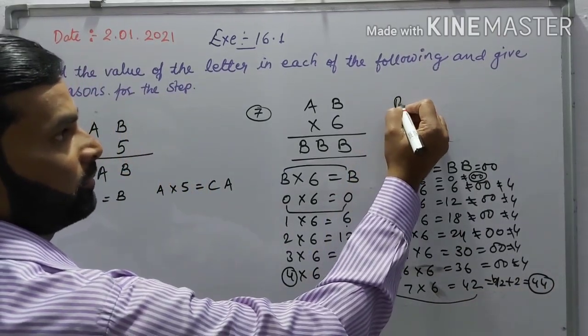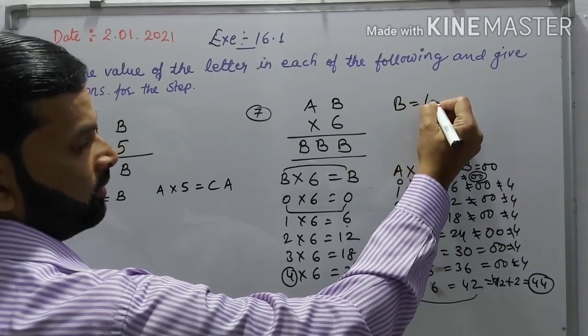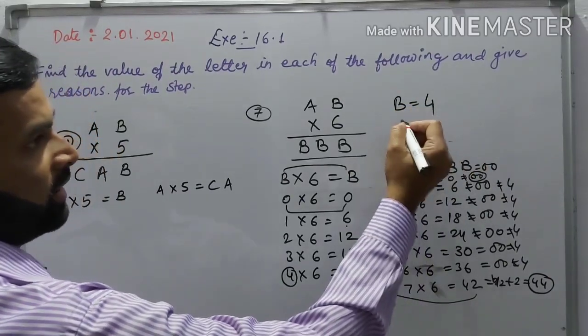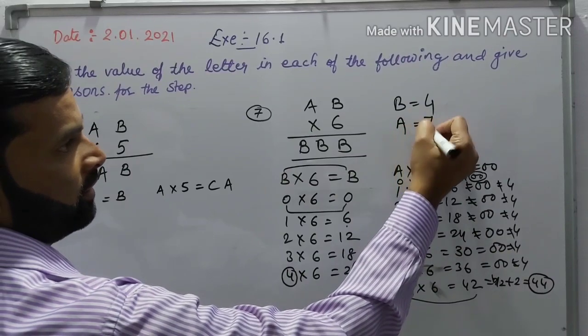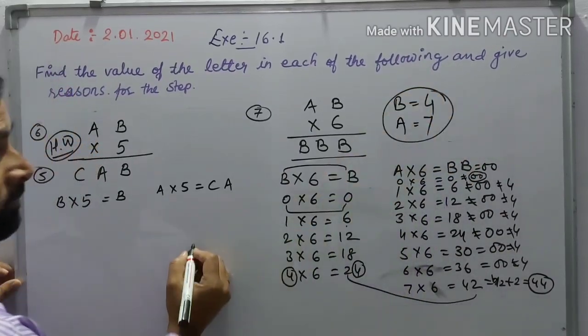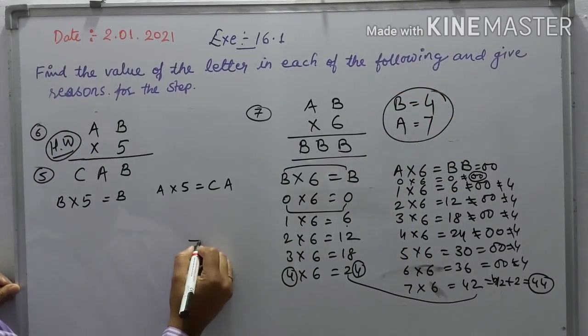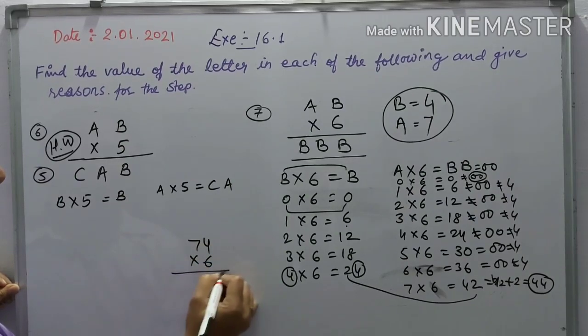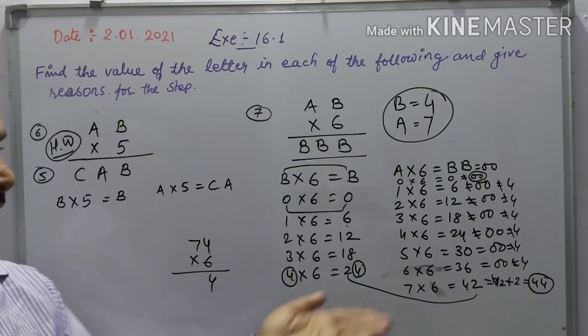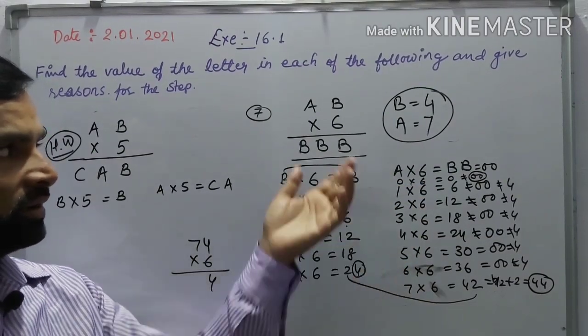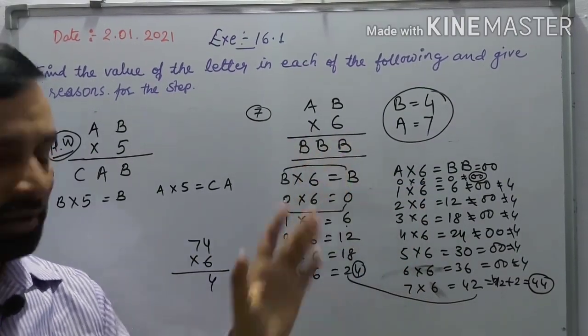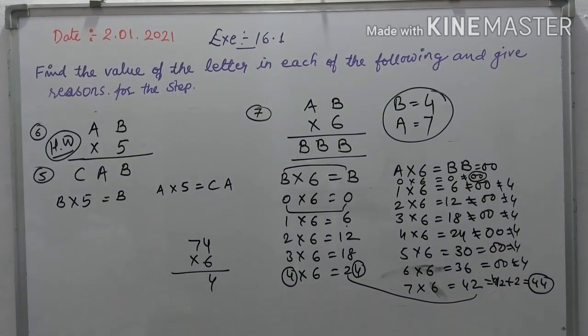It means that the value of b is equal to 4 and a is equal to 7. You write the BAB, 74 into 6 is equal to 444. Suppose in exam time you have not written the steps, you directly find the value of a and b, it is correct. Okay, so that is 42, 42 into 2 is 44, so this is the value of b is the same.